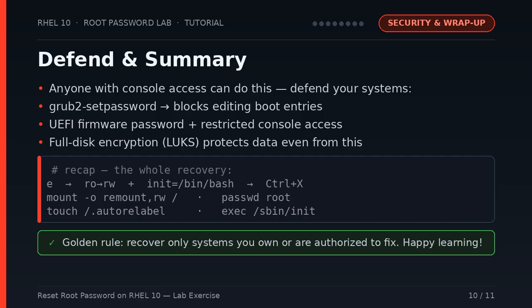Here is the entire recovery in one line to remember it. At GRUB, press E. Change ro to rw. Add init=/bin/bash. Press Ctrl+X. At the shell, if needed, remount root read-write. Run passwd root. Touch /.autorelabel and exec /sbin/init. That is it. A 10-minute procedure that saves you from a full reinstall.